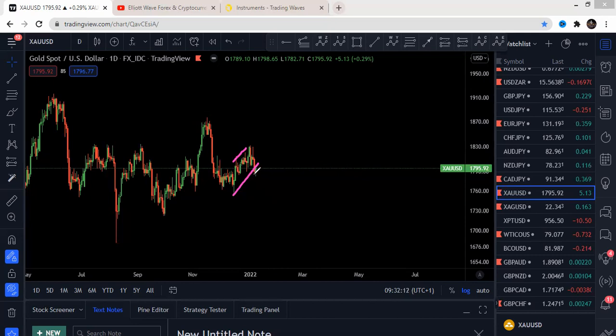So let's have a look here. We're looking at gold. We are expecting that gold is going to push to the downside, but we're looking at this structure here on the daily. Let's see what it looks like on the 4-hour.